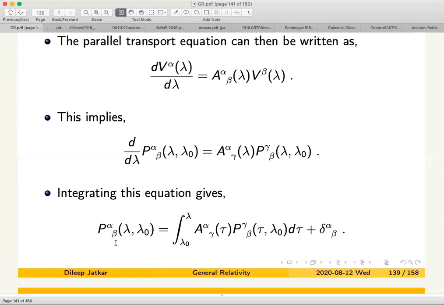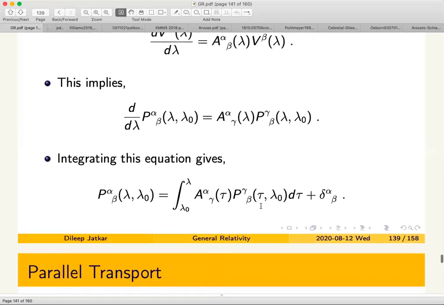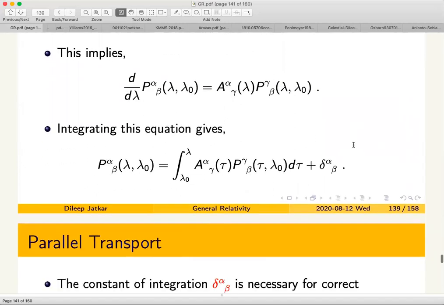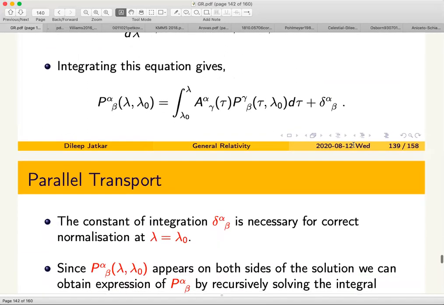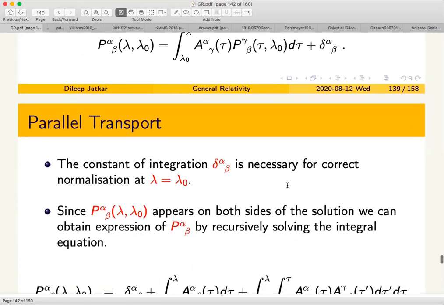Okay, so this is like a formal solution, because when you take d by d lambda, of course this delta alpha beta would just vanish. Now of course we want to ask, how do we actually solve this integral? That is where the whole game is. Fine. So this is something I just explained, that this is necessary for correct normalization at lambda equals lambda naught.